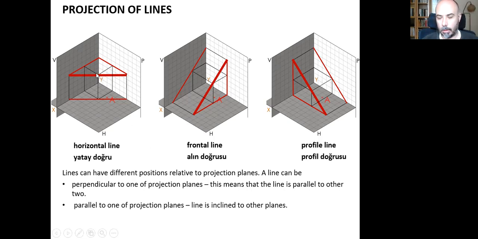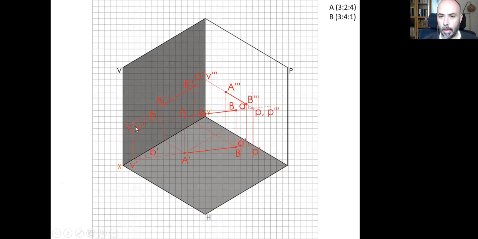But when I'm looking from the front or from the side, I realize that the projection is not equal to the exact line. They are different. It's been projected smaller than the actual line. So this is what we are going to draw here.